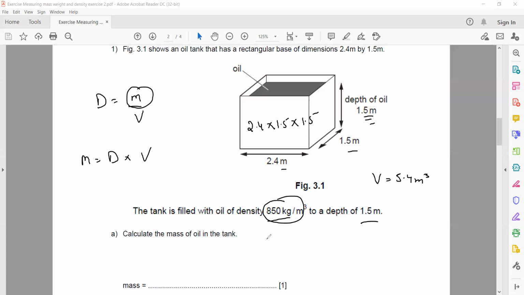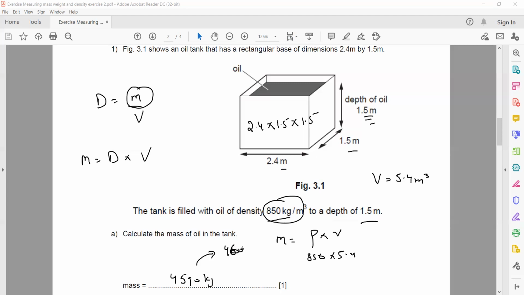Now to get the mass, it's density multiplied by volume. The density is 850 multiplied by 5.4. What's the final answer when you multiply 850 multiplied by 5.4? 4,590 kilogram. Sometimes in the marking scheme, they might round off. Like they might write this as 4,600 kilogram.